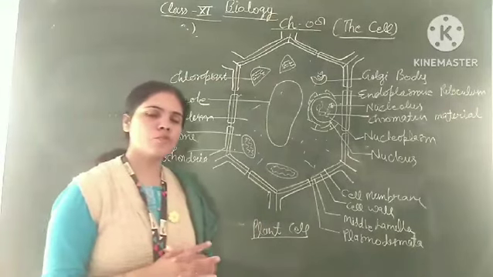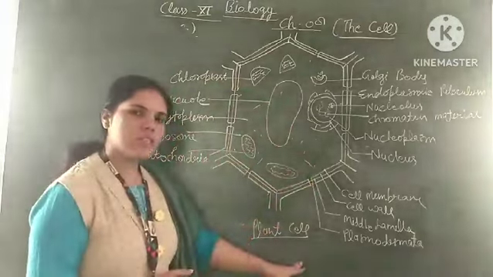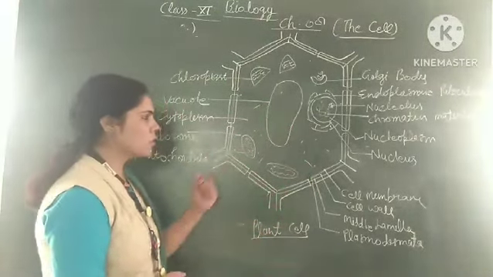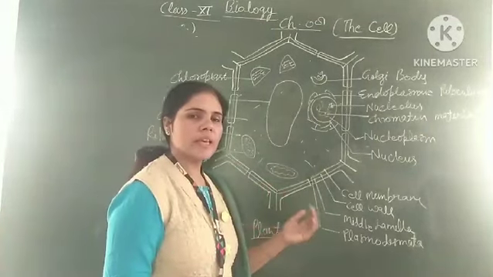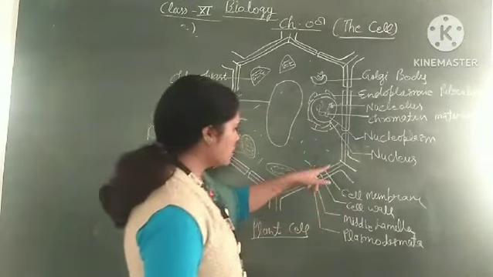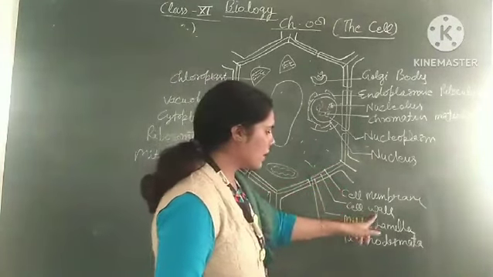Eukaryotic cells are also of two types, plant cell and animal cell. And here is the diagram of a plant cell. A plant cell consists of some major parts which you can see here. Basically, a cell is hexagonal in shape. First is the cell envelope. The cell envelope contains the inner membrane, which is the cell membrane. After that, the outer membrane is known as the cell wall.